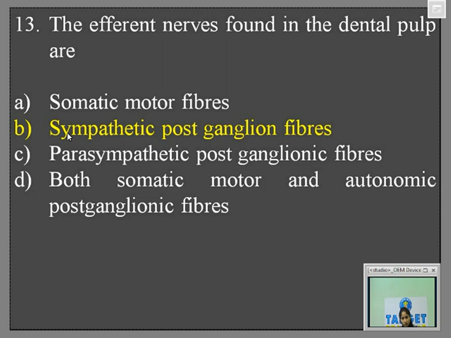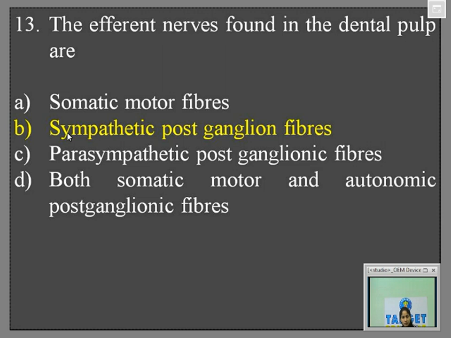Next is your C fibers. The C fibers are the ones which are about 80% in strength. So they are more in number. They are present throughout the central part of the pulp. So they are 80% in strength or in number. They are located throughout the central part of the pulp.